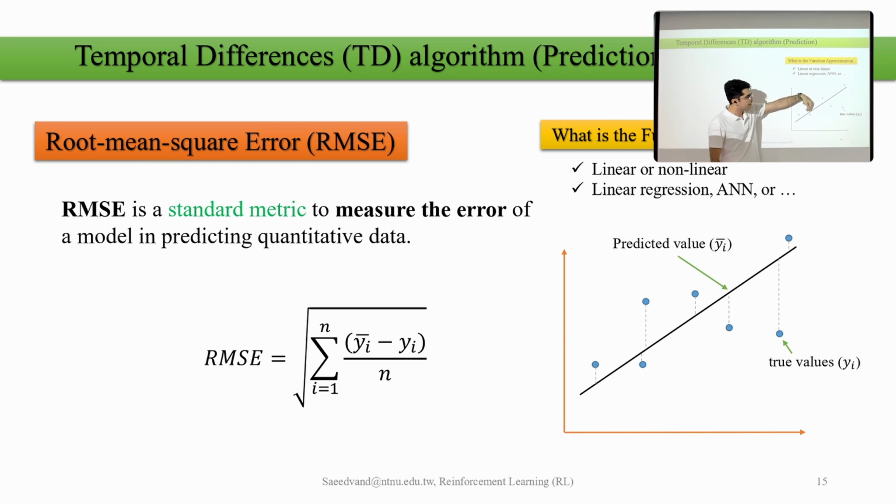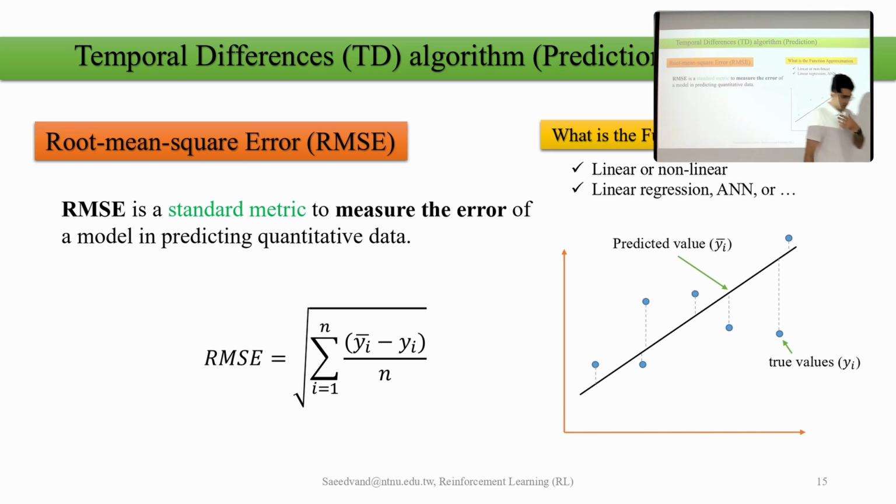So it can be linear like this, it can be non-linear. Because we can have a line like this to predict more accurately. If it's non-linear, we can have a more accurate prediction over there. So it can be used for prediction, to use function approximation. We can have linear regression or artificial neural network or any model that can give us this line, right?